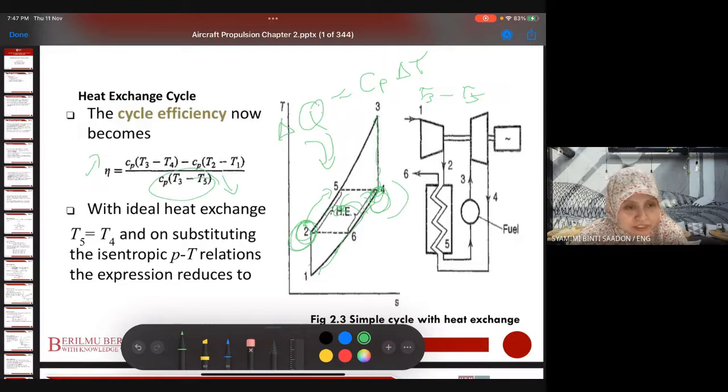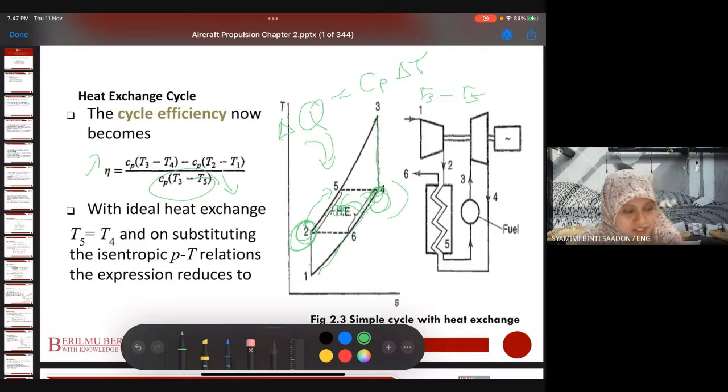Otherwise, if the heat exchanger regenerator is not at 100% efficiency, then T4 and T5 will not be at the same temperature. T5 maybe will be less than T4, if the efficiency is not 100%. But this is ideal, so we assume T4 equals T5.